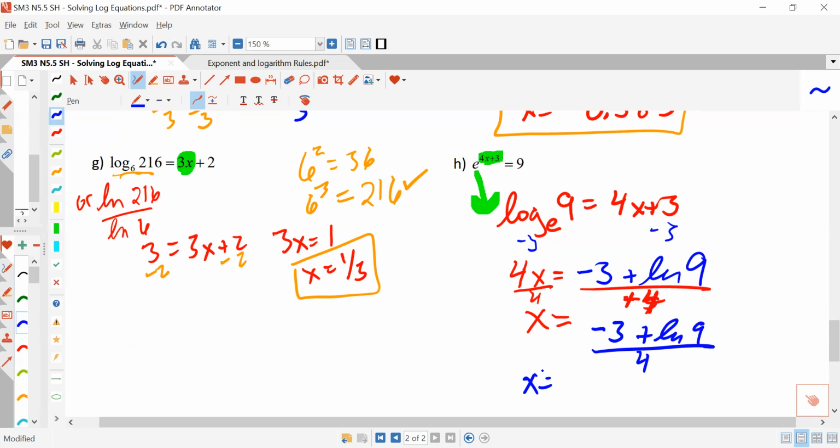You should check that this is what you get. Negative 3 plus ln of 9. If you do it in one step, you're going to need to put in parentheses. On your calculator, you want to group that top because otherwise it will not divide through. It will only divide the second part. And my answer is negative 0.201, rounded to 3 decimal places.